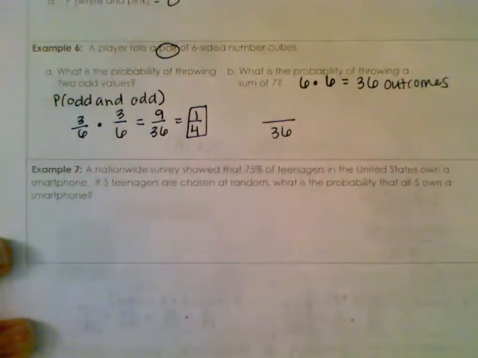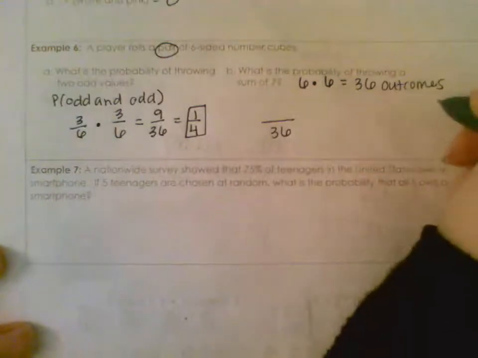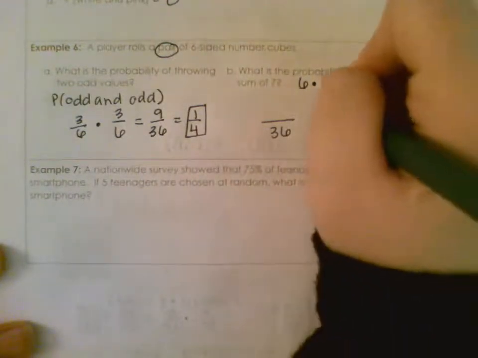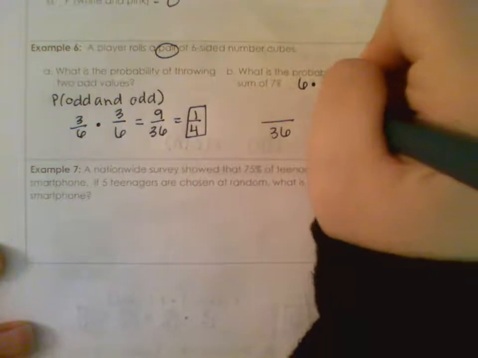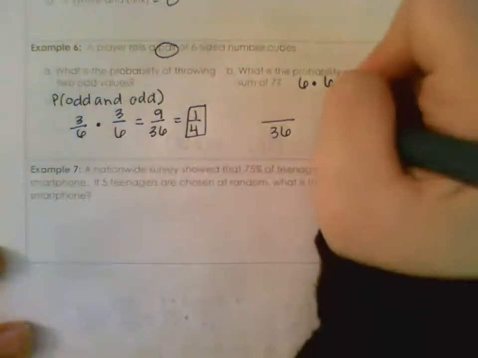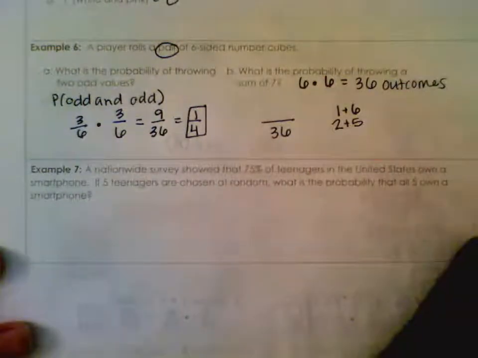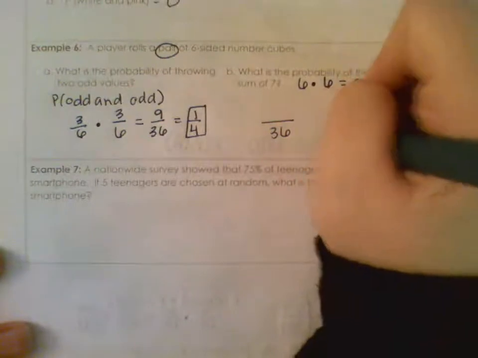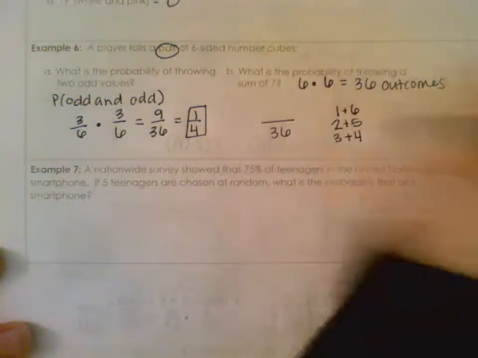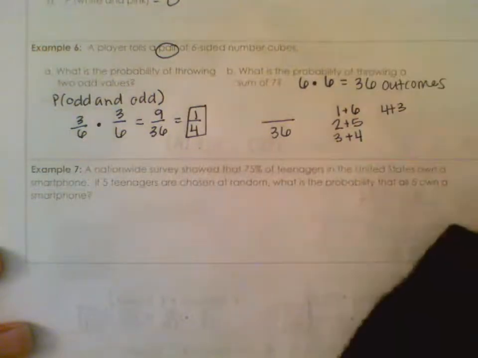Now we want to see, out of those 36 outcomes, how many of those are going to sum to the number 7. I think the easiest way here is to just make a list. So if my first dice is a 1, my second dice would need to be a 6 to be 7. If my first dice is a 2, my second would be a 5. If my first dice is a 3, my second number would need to be a 4. If my first dice was a 4, my second would need to be a 3.